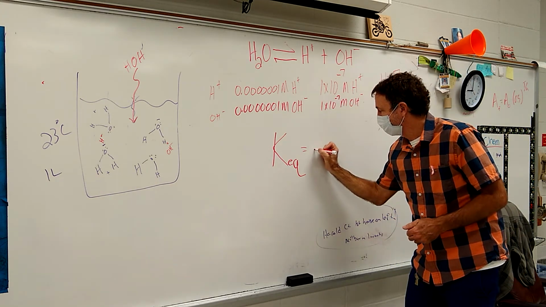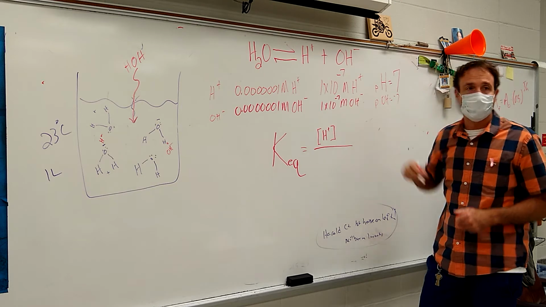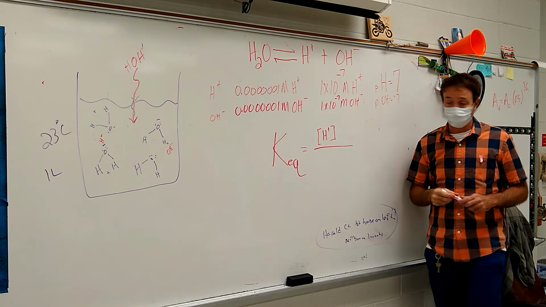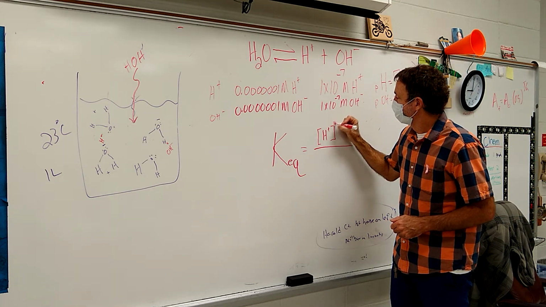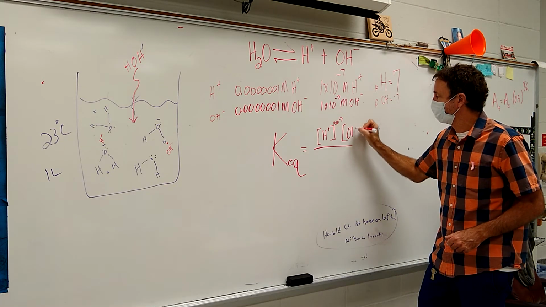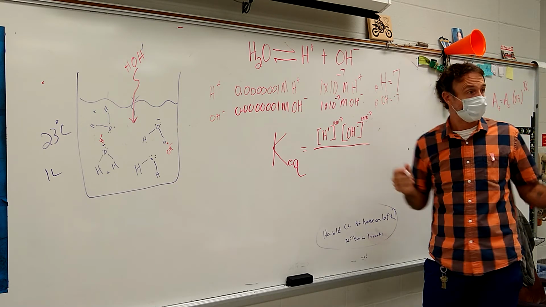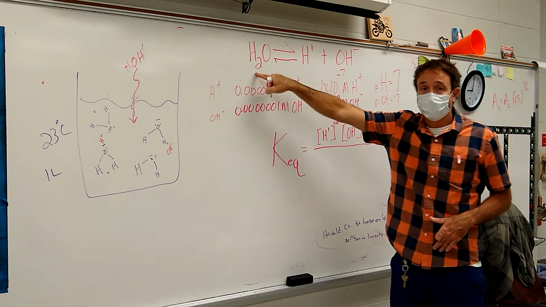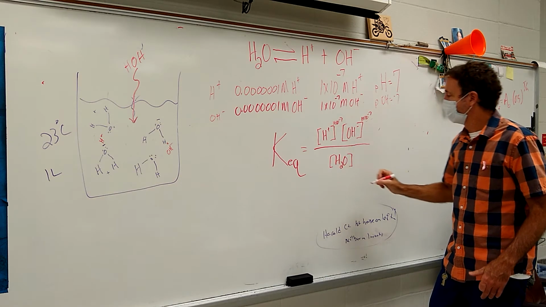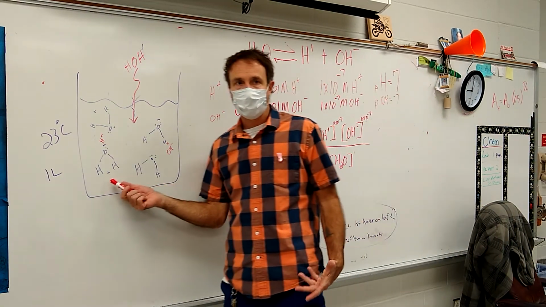K is equal to, and I'm sure you remember this, H plus in brackets to the power of its molarity. What is the molarity of H plus? It's really 1 times 10 to the negative 7, right? And what's the molarity of the OH negatives? 1 times 10 to the negative 7, right? Over the reactants, H2O, I'll put that in brackets to make you feel better, and that's about 1 molar. Okay, well that's 1 molar because we're just talking about a liter of water.